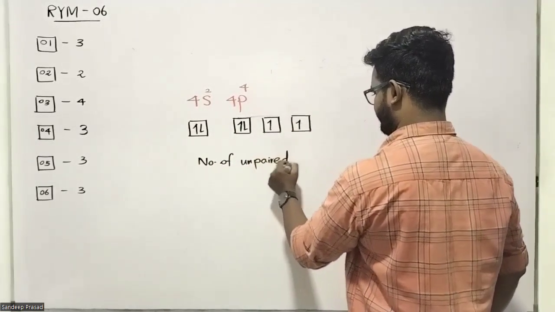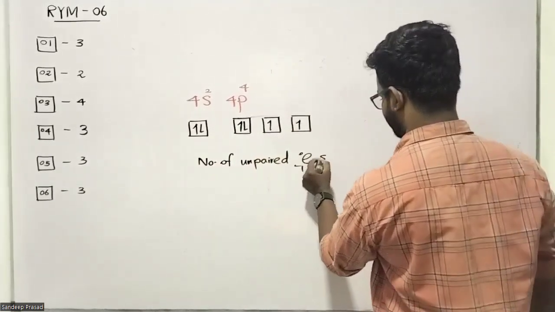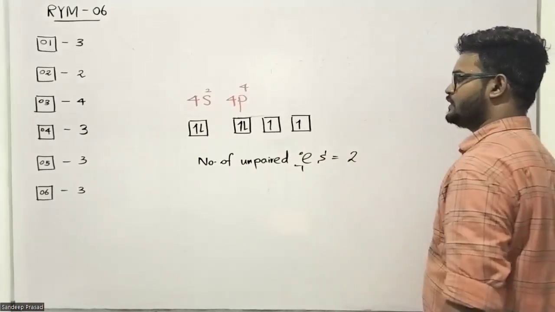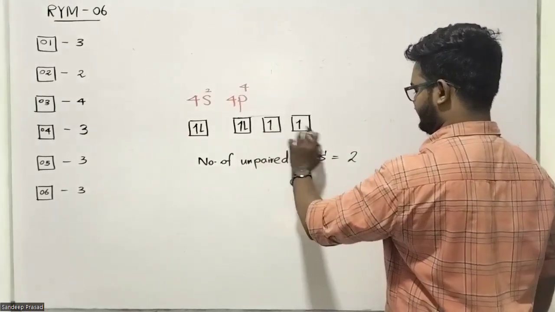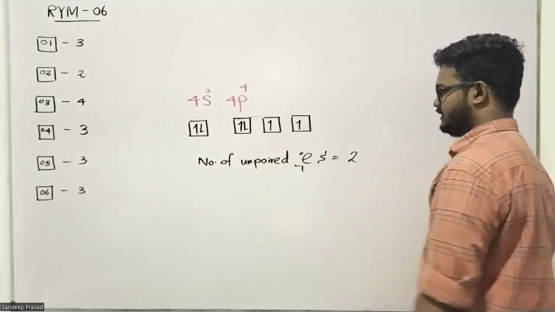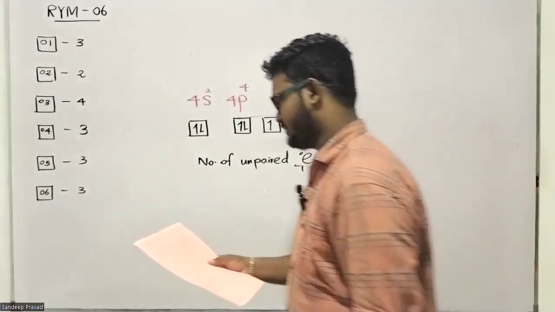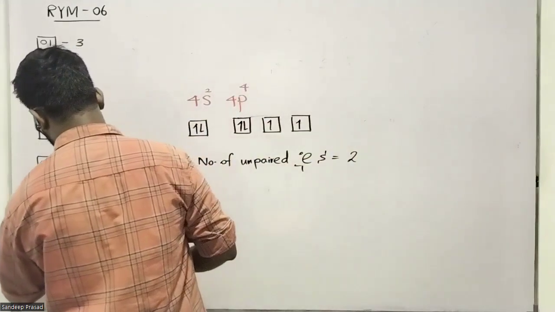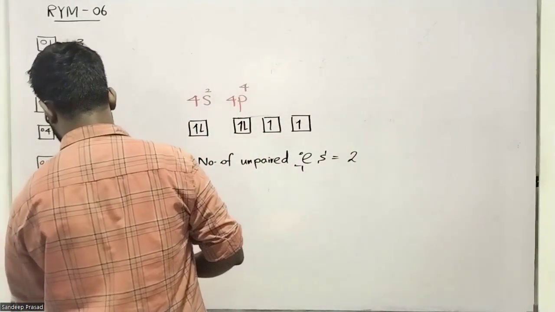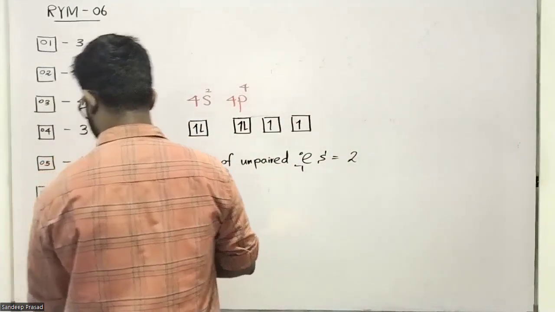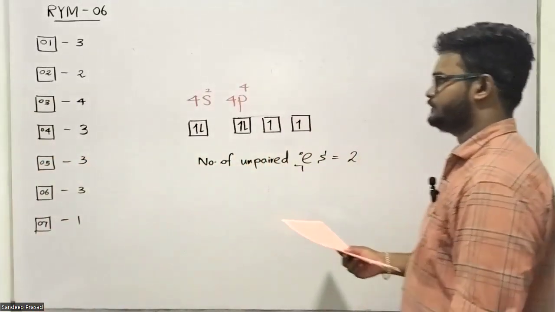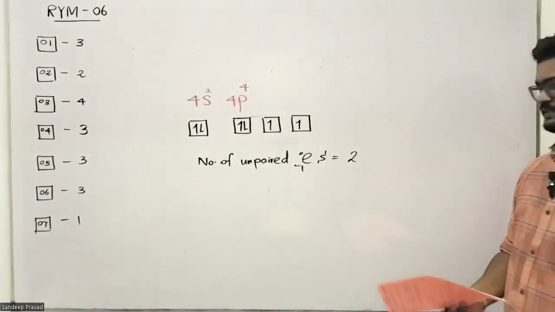First of all, you have to find the number of unpaired electrons. There are 2, so those unpaired electrons are contained in 2 orbitals. Therefore, there are 2 orbitals. Question number 7, the answer is the first option. Very easy.